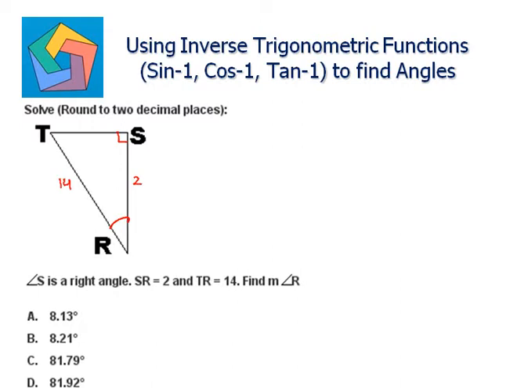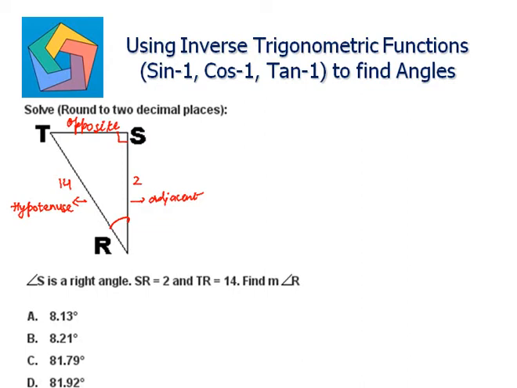Now, the side opposite to the right angle is always the hypotenuse. So, TR becomes the hypotenuse. And the side opposite the base angle is always opposite. So, TS becomes the opposite. And SR becomes the adjacent. Now, I need to use the relation between adjacent and hypotenuse.